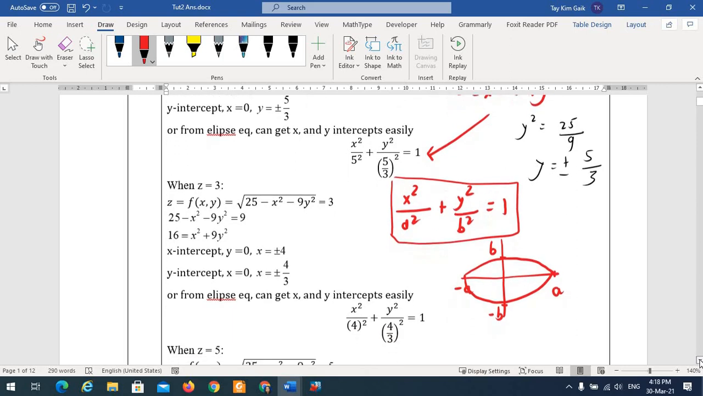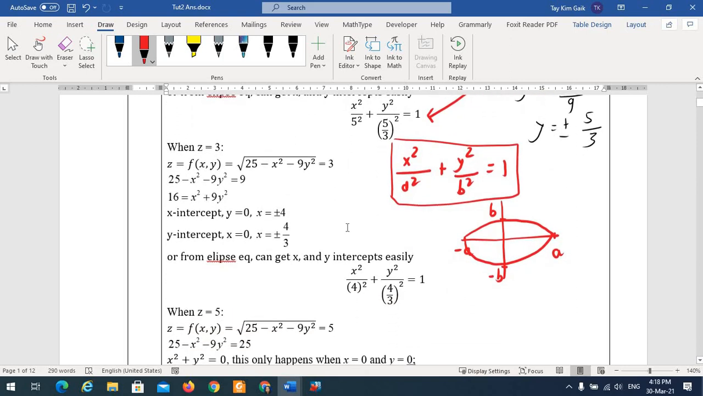Equal to negative x squared negative 9y squared, bring to the other side, you get positive x squared plus 9y squared equals 16. So you can use the x-intercept: with y 0, x squared equals 16, so x is positive negative 4. Later on, for the y-intercept, with x 0, 9y squared equals 16, so y is positive negative 4 over 3.